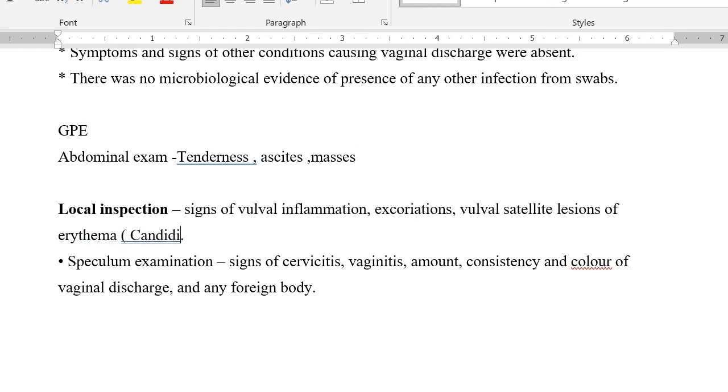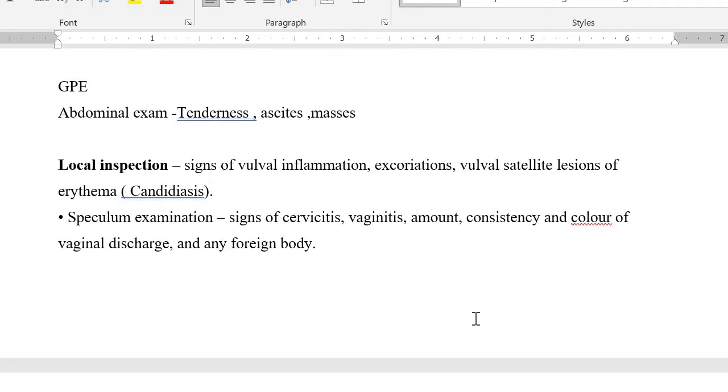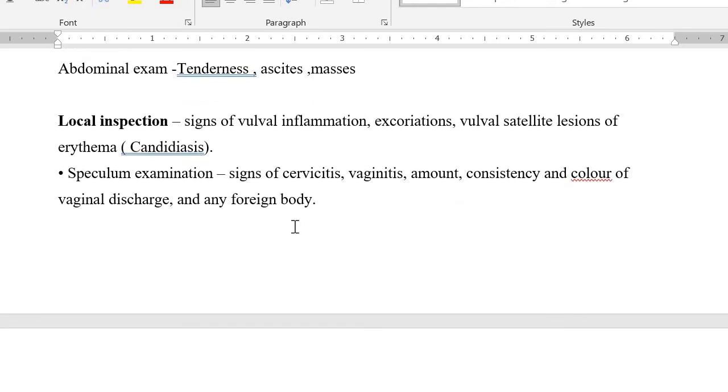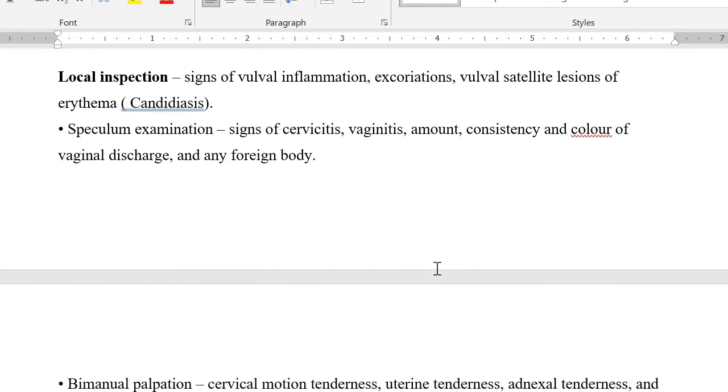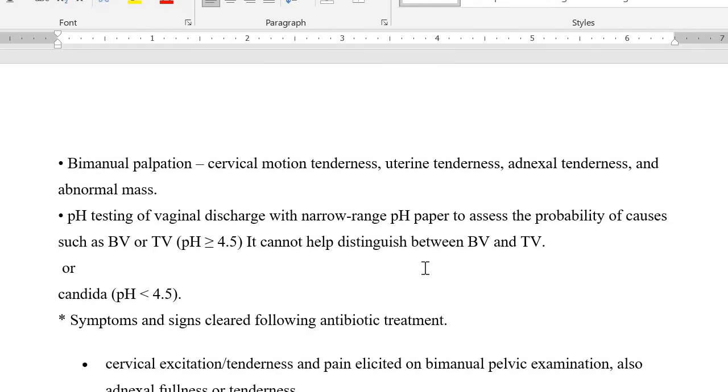So this is Candida. They will tell you this specific description, vulval satellite lesions, on the thigh. So you have to think about candidiasis. After that, with consent of the patient and in the presence of a chaperone, you are going to do the speculum examination. You will look for signs of cervicitis, inflammation of the cervix, infection in the vagina, the amount and color of the vaginal discharge, and there may be a foreign body. Even though this is an adult, maybe she forgot some small tampon or some piece of tissue paper.